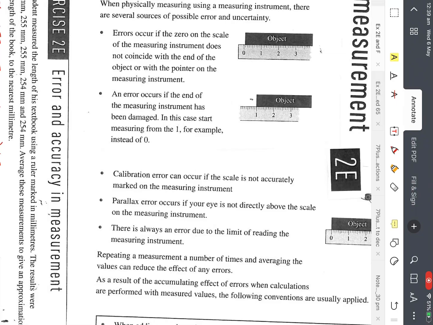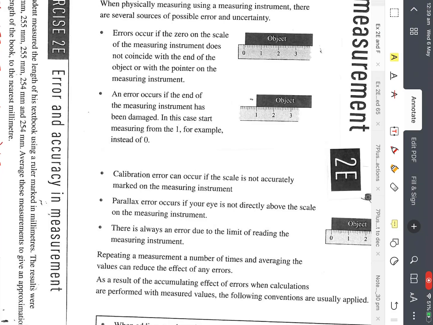The second error occurs if the end of the measuring instrument has been damaged in some way. So in this case, this person has started from the 1 because the end is damaged and she's lost the 0, or he, and maybe they have measured incorrectly.